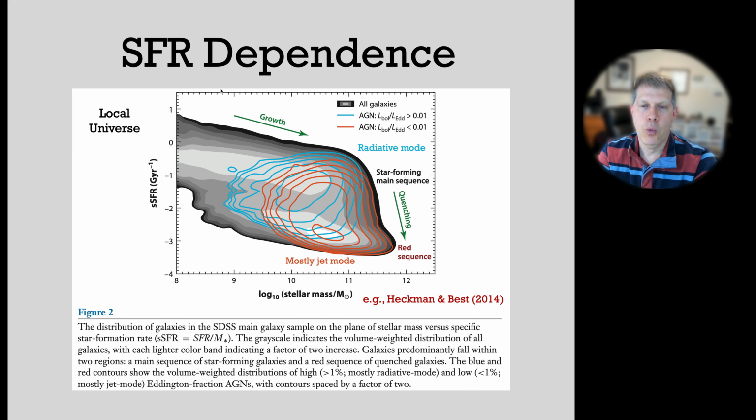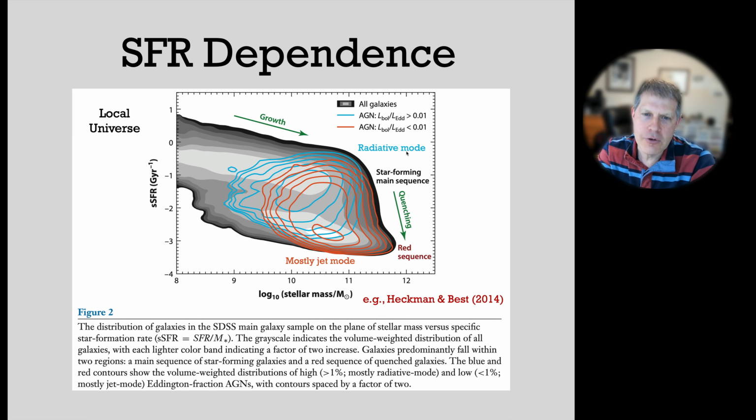Now, once you have that out of the way, you can then look for other dependences, although you have to always be controlling for the strong stellar mass dependence. So here's a useful plot from Heckman and Best that shows stellar mass versus, in this case, the specific star formation rate. So that's the star formation rate divided by the galaxy's mass. And in this case, again, this is for the relatively local universe, but you can see here they break down AGNs into the radiative mode population.